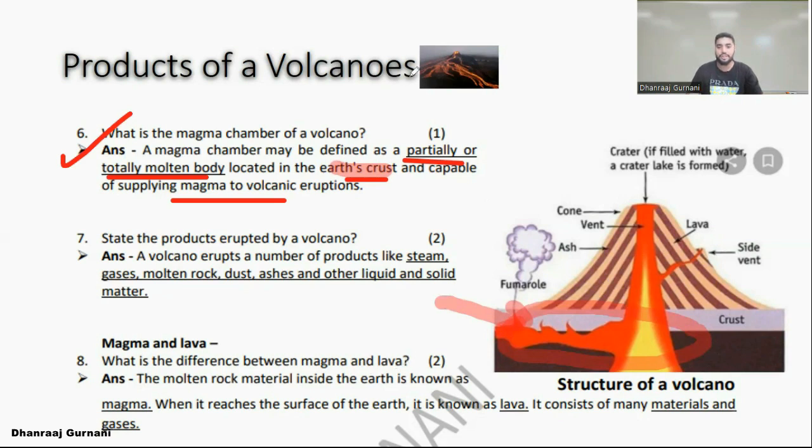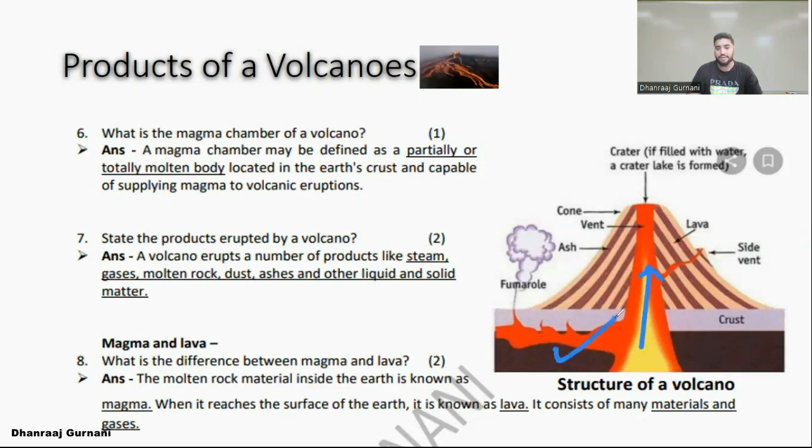From the magma chamber, we have a volcanic eruption which comes out. Moving to question number 7, very simple. Explain the products erupted by a volcano. The products which are erupted during a volcanic eruption are steam, gas, molten rock, dust, ash, and other liquid and solid matter.